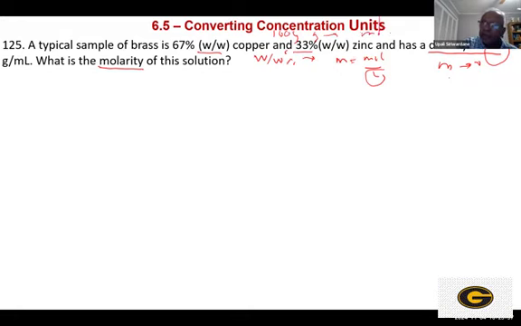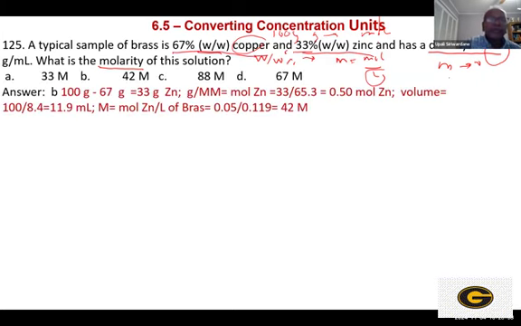How do you convert grams to moles? Divided by molar mass of zinc. This is major component. I was correct. 33 is the minor component. Therefore, you have to convert it. 33 grams is zinc. Divided molar mass of zinc is 65. From the periodic table, you can get. Therefore, number of moles of zinc is 0.5.